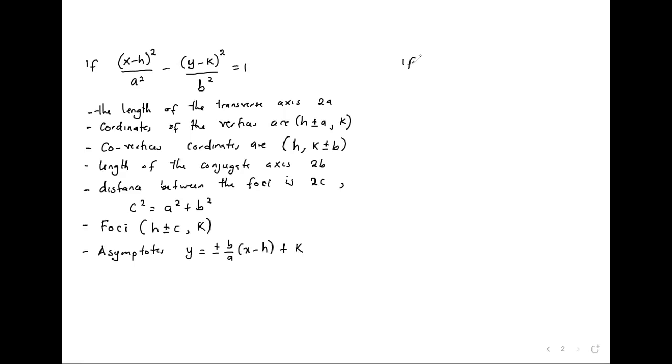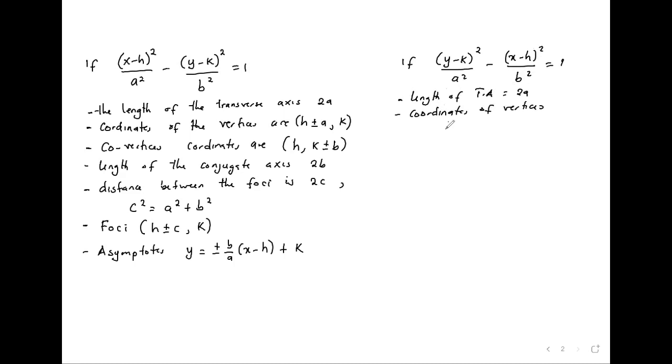So that if we have (y minus k) squared over a squared minus (x minus h) squared over b squared is equal to 1, then we have, one, the length of the transverse axis as 2a, and then the coordinates of vertices we get h, k plus or minus a, and then the conjugate axis 2b.